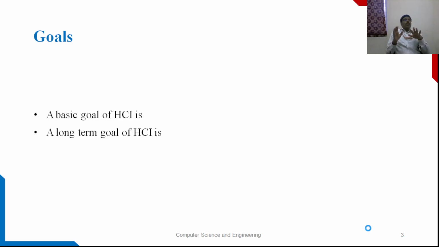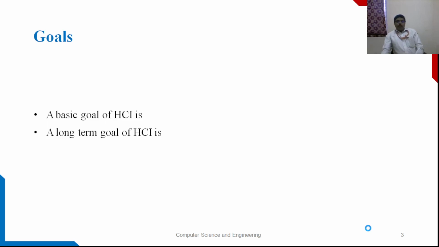And the long term goal of human-computer interaction is to design systems that minimize the barriers between the human cognitive model of what they want to accomplish and the computer's understanding of the user's task. These are the two important goals, the basic goal and the long term goal.